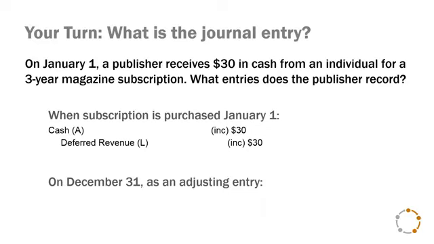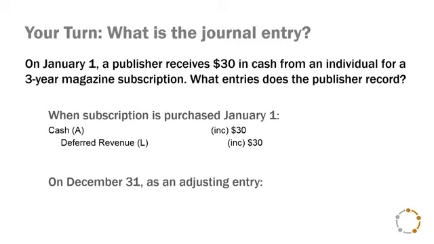But the company can't yet record that as revenue because it hasn't yet earned the revenue. It won't earn the revenue until it's actually provided the magazines to the individual customer. Now it has a liability or an obligation to provide those magazines because the customer has given cash to the publisher. So we'll record that liability as a deferred revenue for the entire $30. Then as the company provides magazines to the customer, the company will be able to record the revenue because it will have been earned.